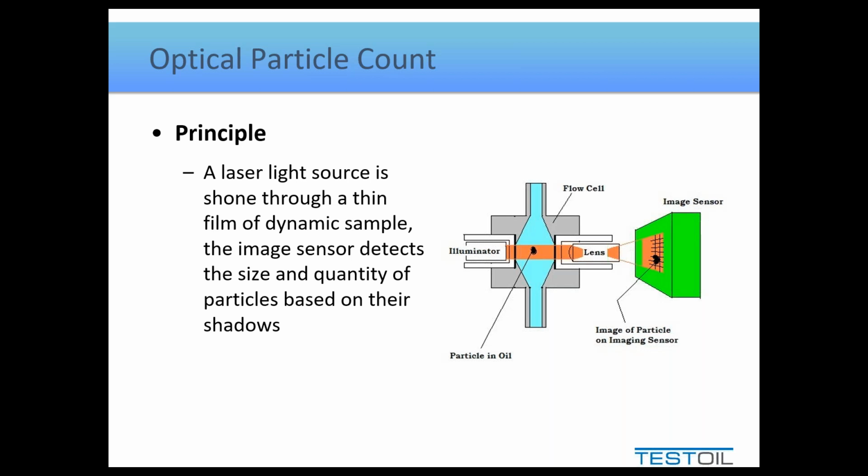What it does is, as that three-dimensional particle goes past the beam of light, as you would well expect, it only casts a two-dimensional shadow.